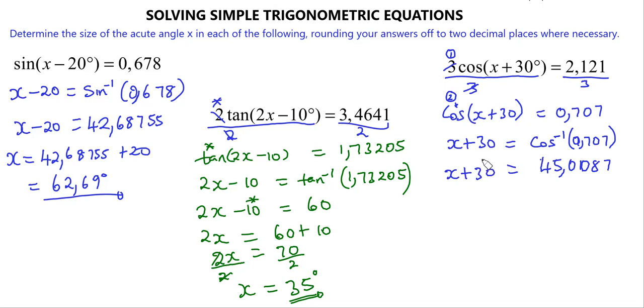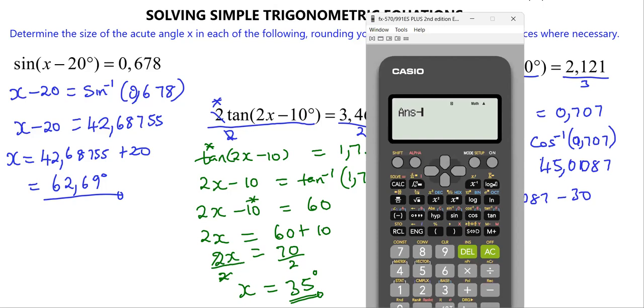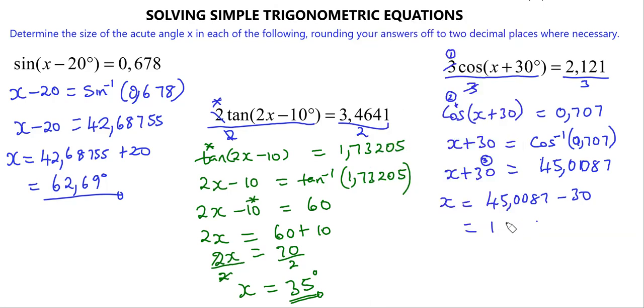Now what we need to get rid of is the 30 here. Now how do we get rid of the 30? We take it that side, then we subtract. x is going to be equal to 45,0087 minus 30, and we just go there and say minus 30 and see what we get. We get 15,0087, which is going to be roughly 15,01 degrees. That's what we're talking about now.